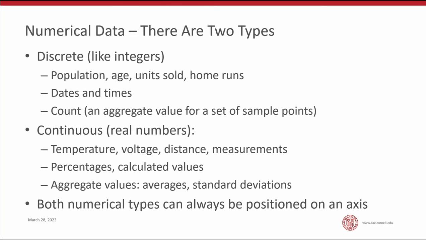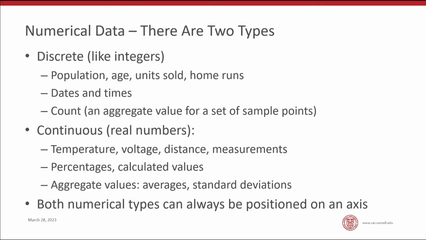So examples of discrete numbers are a population count. You could say there are 30,045 people living in Ithaca. You can't have 30,045 and a half people living in Ithaca. No, it's an integer. Someone's age is an integer. The number of units that were sold by some store, number of home runs a player hit. So it often doesn't matter too much whether you're dealing with integers or real numbers, but it's good to be conscious of it because on occasion it will play a role in the way you choose to chart things.